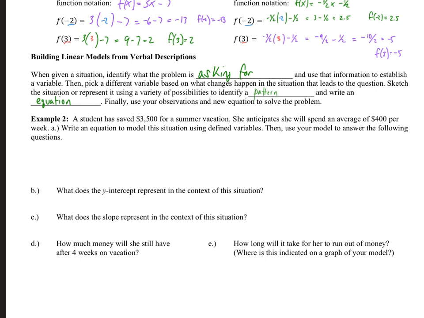You get to pick the letters, but oftentimes it's helpful if you base it on what it's about. I wouldn't want to use like P to stand for time or something like that, because it just kind of comes out of nowhere. So one of the things I noticed is that it's talking about the number of weeks that are passing. Okay, so I'm going to use the letter W and define it as the number of weeks, I guess, that she's on vacation.